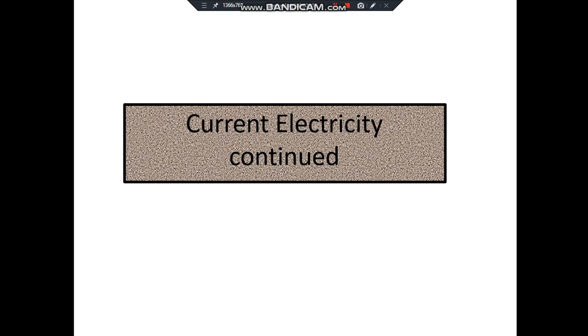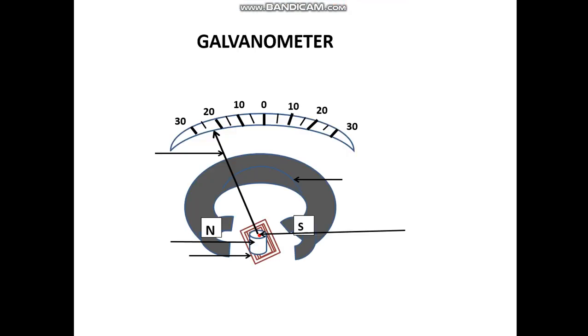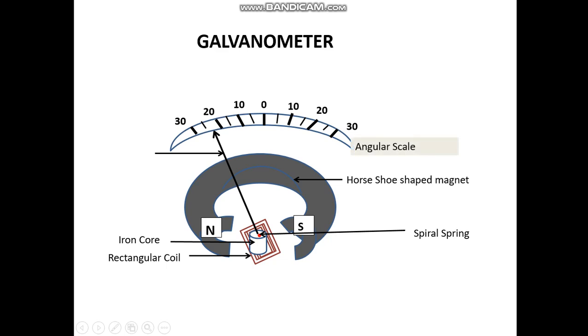Today we are going to continue with current electricity. This is the structure of a galvanometer. We have the iron core and a rectangular coil is wound round it. The spiral spring, the horseshoe-shaped magnet, the angular scale on which the pointer moves.